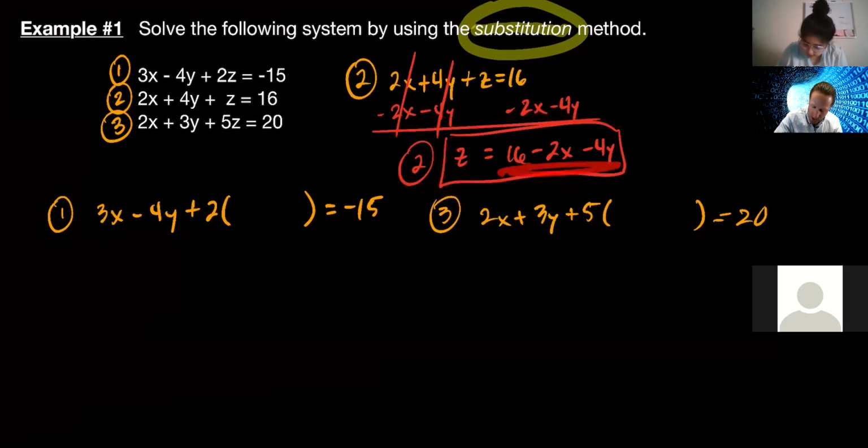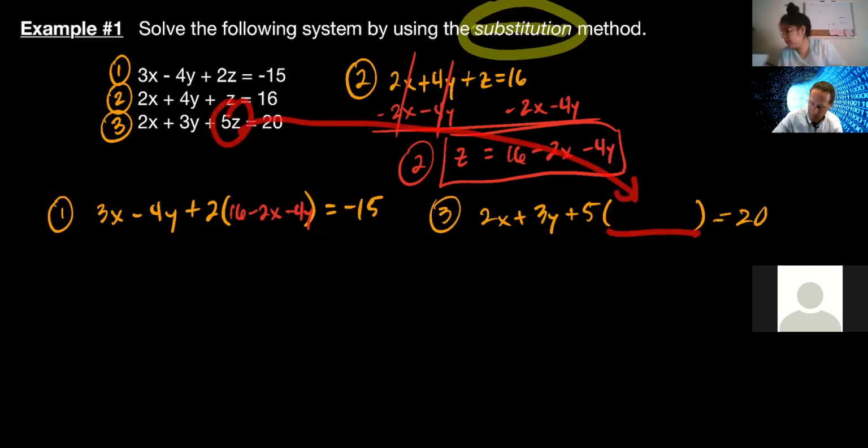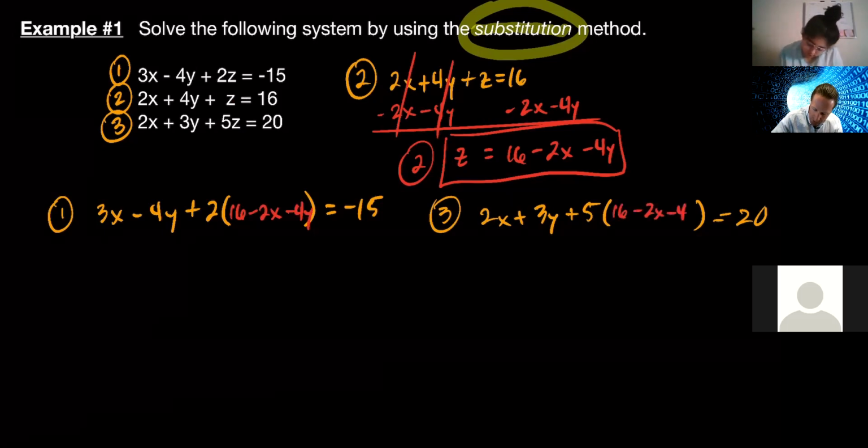This is my answer for z. But I need to know x and y in order to tell you what z is. But I do know that the z in this equation is the same as this. So I'm going to substitute in that 16 minus 2x minus 4y for that z and this z. Just like we did before. It's just a little bit more extreme for the 3 equations, 3 unknowns.